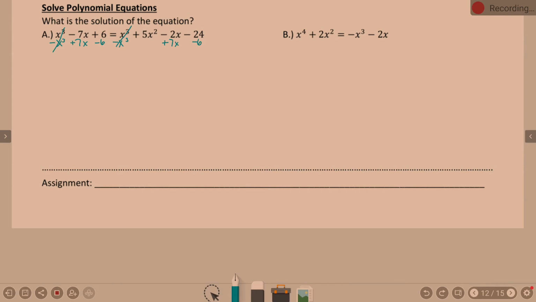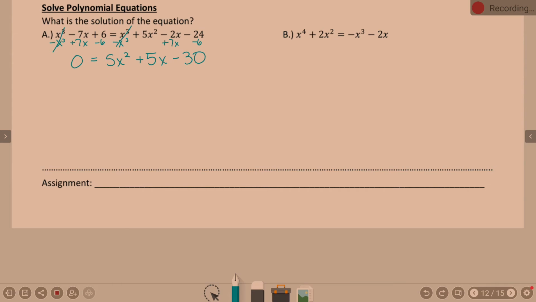So on the left, everything will cancel. 0 equals 5x squared plus 5x minus 30. Well, I'll be done. Now, if you didn't already put 0 equals out front, you can put equals 0 out back.